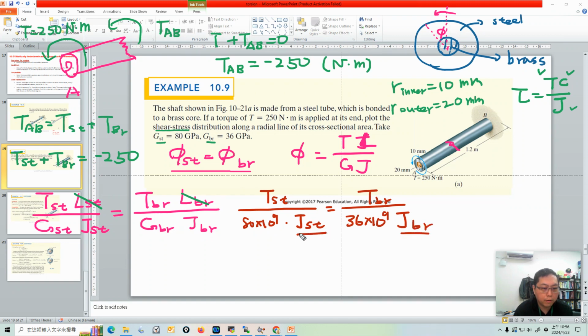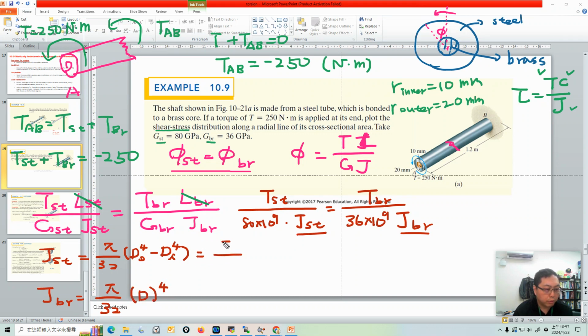So what are the polar moments of inertia of the steel and the brass? Be careful. Let's calculate J_ST. J_ST is not a complete circle. The steel is hollow, so it's equal to pi over 32 times D_O to the fourth minus D_I to the fourth. Be careful, it's diameter. Then for J_BR, it's a complete circle, there's no hole on the brass, so it's just equal to pi over 32 D to the fourth.